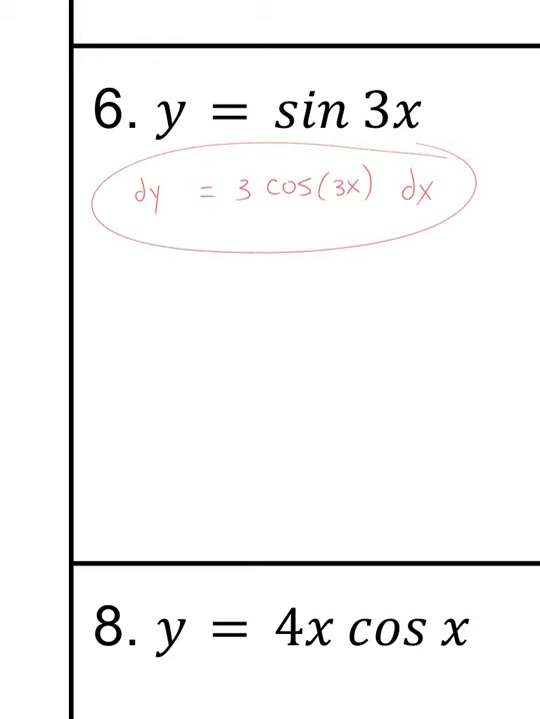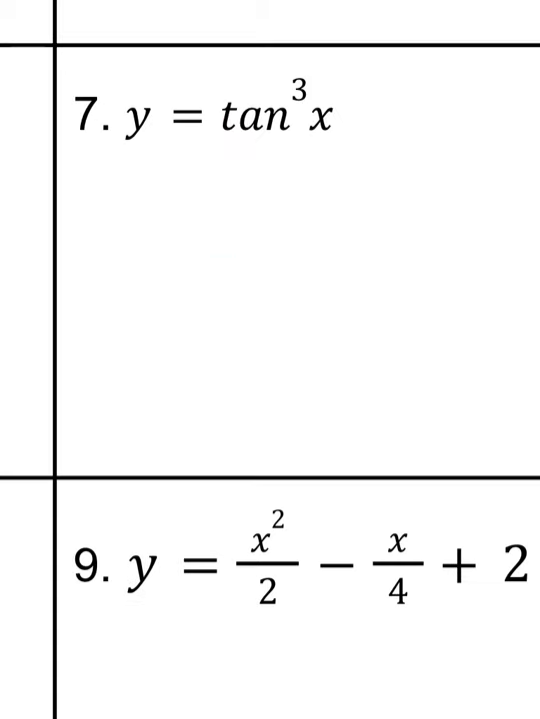That's my differential. Number 7, the first thing that I would do is rewrite this. This 3 applies to everything immediately to the left and to the right of it. So get rid of that weird trig notation. That's equal to the tangent of x to the third.